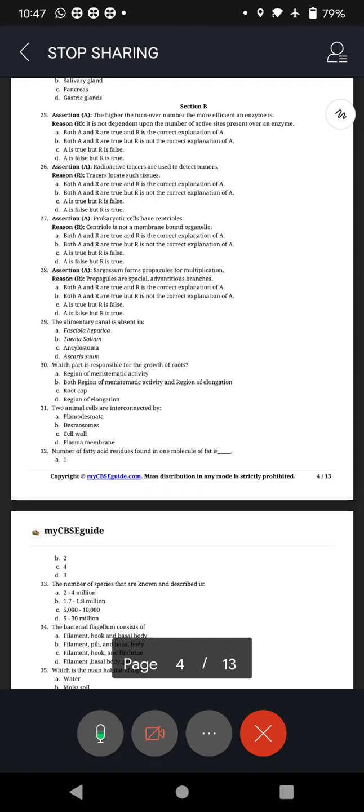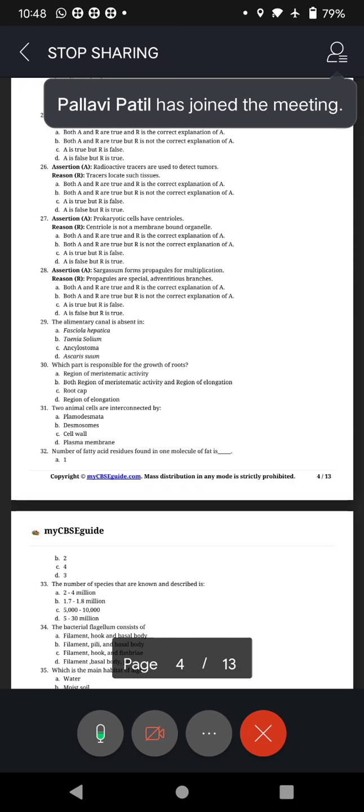A. Both A and R are true, and R is the correct explanation of A. B. Both A and R are true, but R is not the correct explanation of A. C. A is true, but R is false. D. A is false, but R is true.